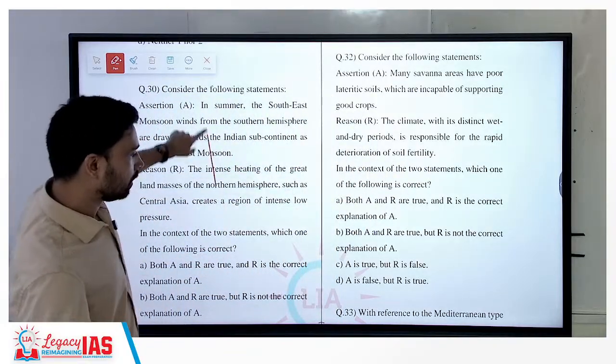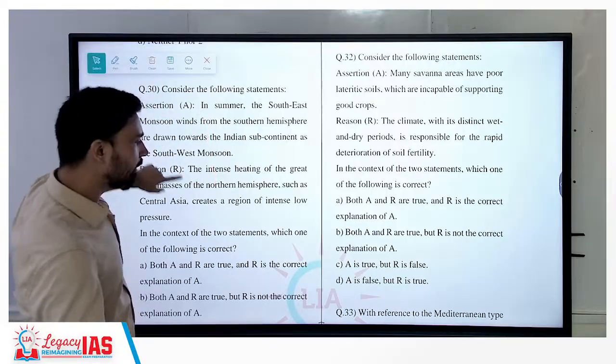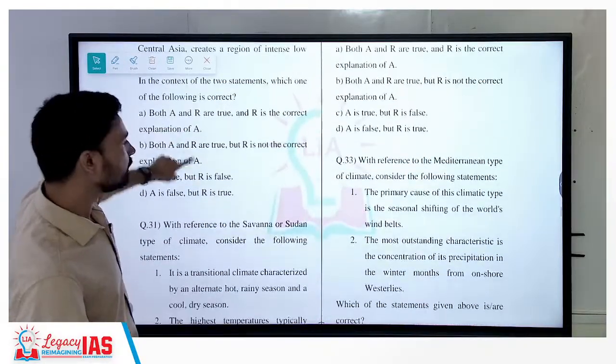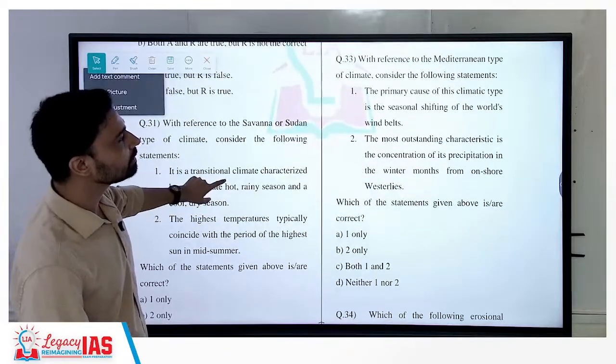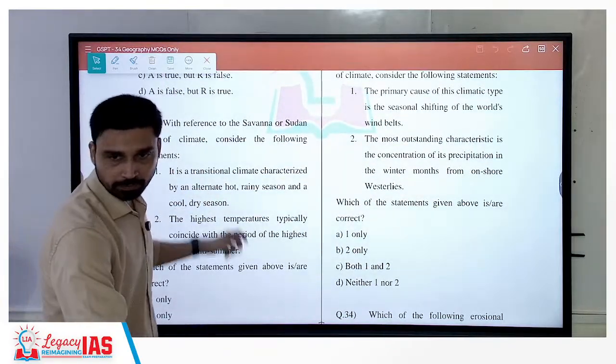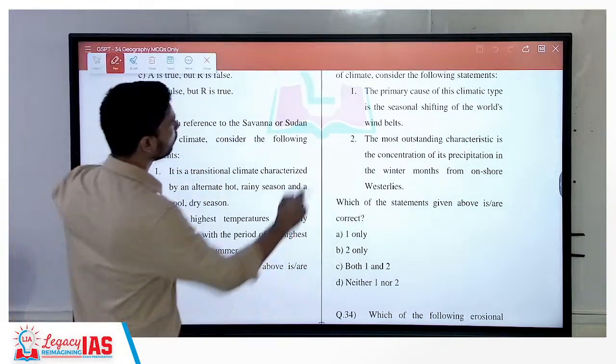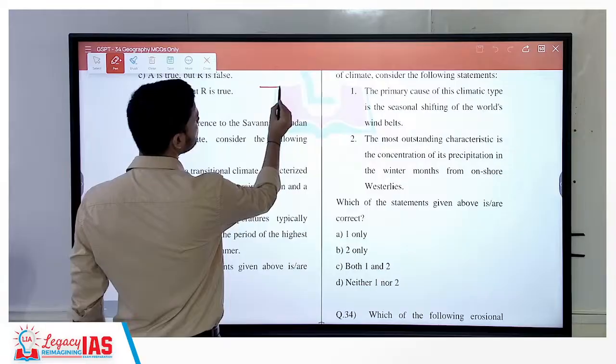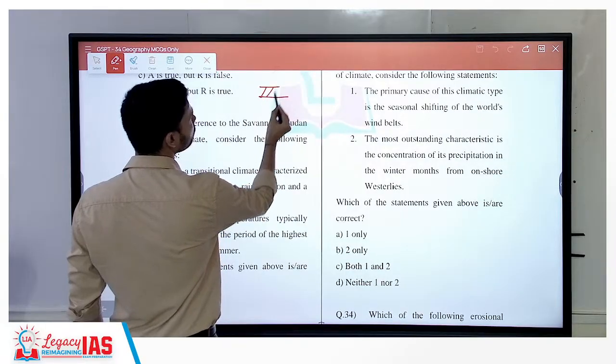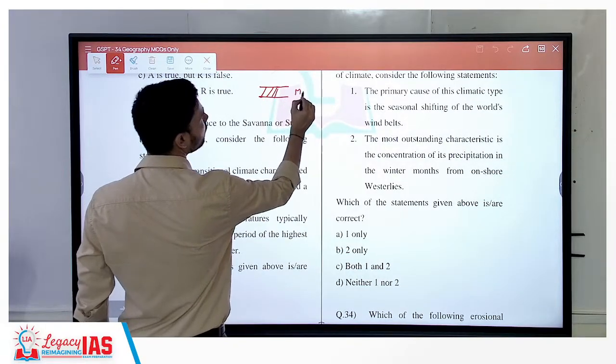A. With reference to the Mediterranean type of climate, consider the following statement. Primary cause of this climatic type is the seasonal shifting of wind belt. That is true. Basically, what happens? Suppose this is the Mediterranean area. Suppose this region. This is your Mediterranean belt.